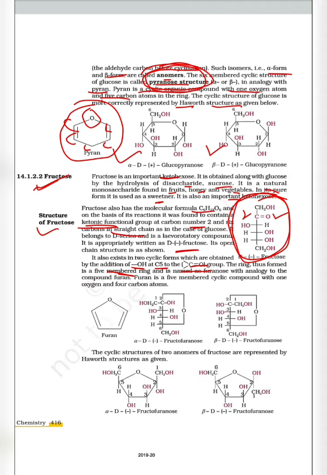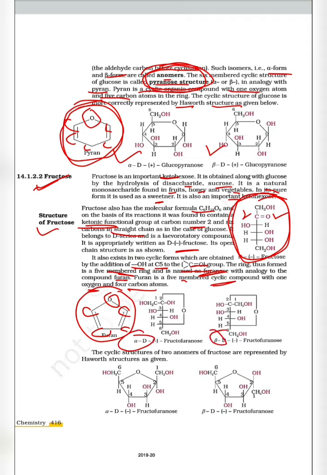Students, earlier we have seen the six-member ring in which there are five carbons and one oxygen. Same like that, it is a furan ring. Total five members will be there, among which four will be carbon and one will be oxygen. So on the basis of the furan ring, the name is given as furanose. So it's a five-member ring named as furanose in analogy with the compound furan. Furan is a five-member cyclic compound with one oxygen and four carbon atoms. So here we have an alpha form and beta form of fructofuranose.